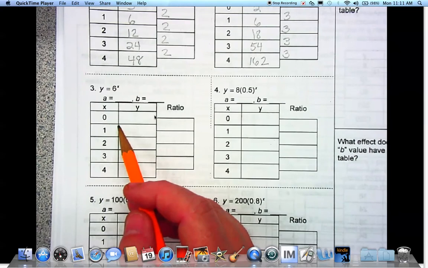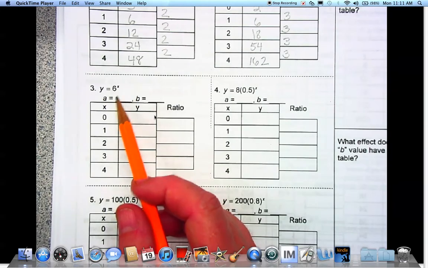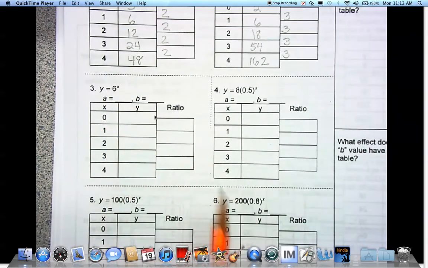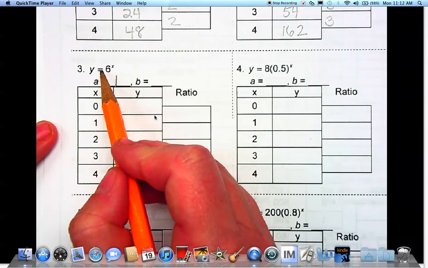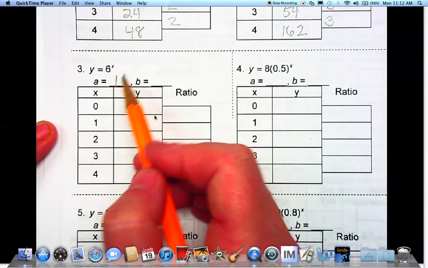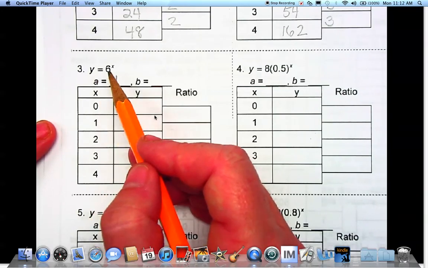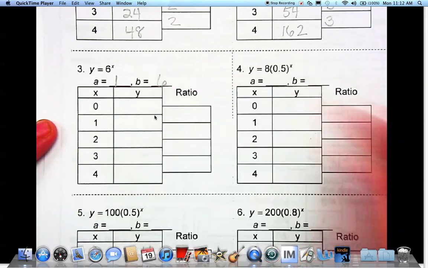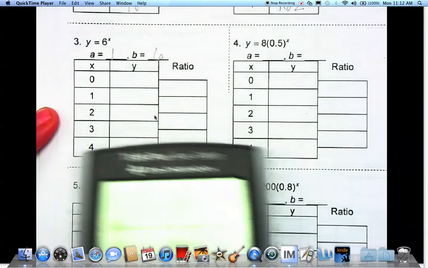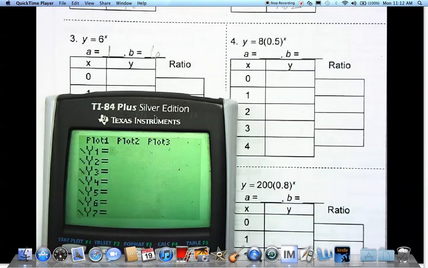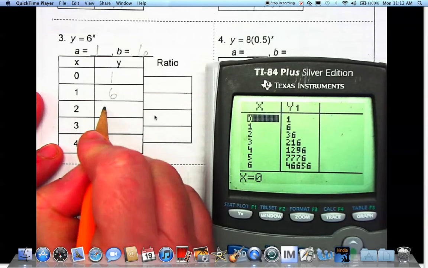Okay, let's look at the next one. Y equals 6 to the x. So what is a in this one? This is a little trickier. 1. How'd you get that? Because it's implied. If you multiply 1 by that, you still get that. Don't you? So it's not 0, is it? No, because that would make it 0. 0 times 6 to the x would be 0. What is b? 6. Okay, so what do you think the ratio is going to be? 6. And what do you think it's going to start at? 1. There's 1, 6, 36, 216, 1296.